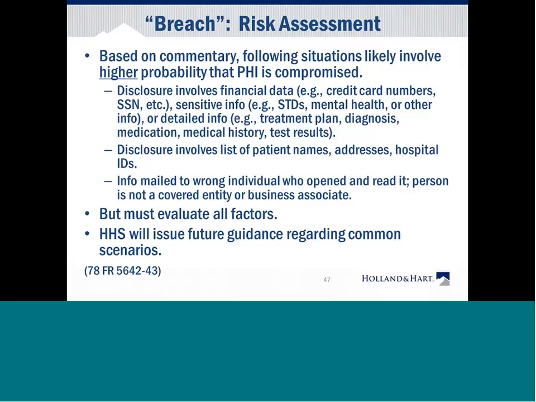All right, next factor the government suggested would suggest a higher probability the information is compromised. The disclosure involves a list of patient names, addresses, hospital IDs. The key here is that it's not just the names, but it's additional information beyond that too. Or if the information is mailed to the wrong individual who opened it and read it, and the person is not a covered entity or business associate. In that situation, there's a higher probability that the data has been compromised, but even then you would look at the overall facts. What was the information that they looked at? Did they really look at it, or was there just a risk? You have to look at all of these factors.